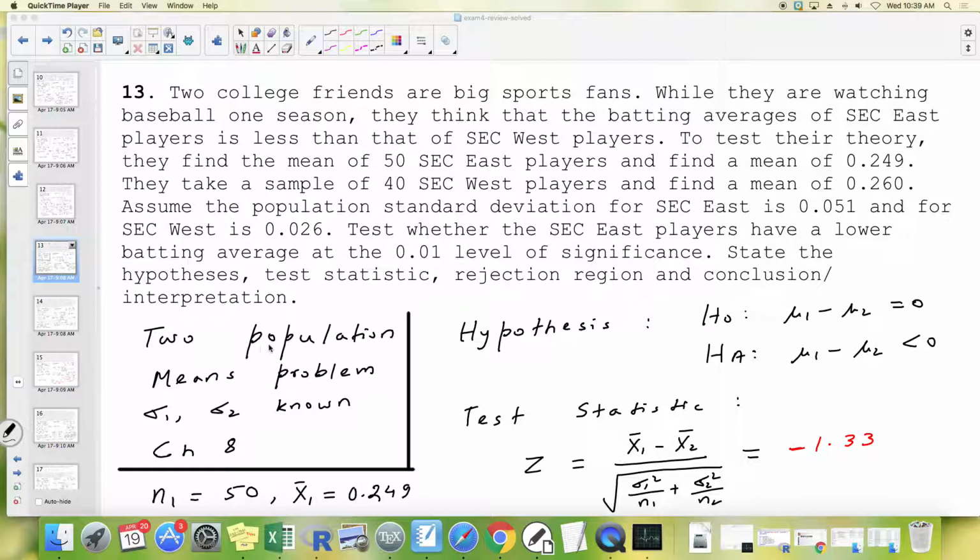Obviously, this is a two populations problem. It's a means problem where sigma 1, sigma 2 are known, and it's a chapter 8 problem.